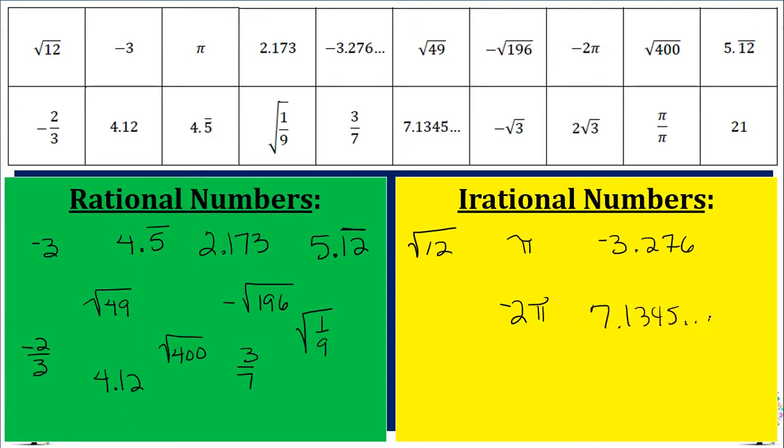7.1345... is irrational. Negative root 3 is irrational. 2 times the square root of 3 is irrational. Now pi over pi cancels and gives us 1, so this expression really is rational. And then 21 is rational.